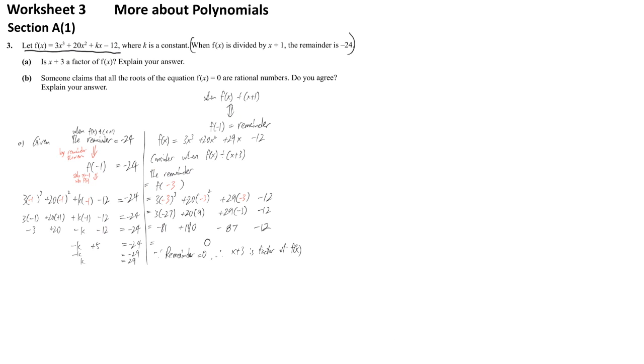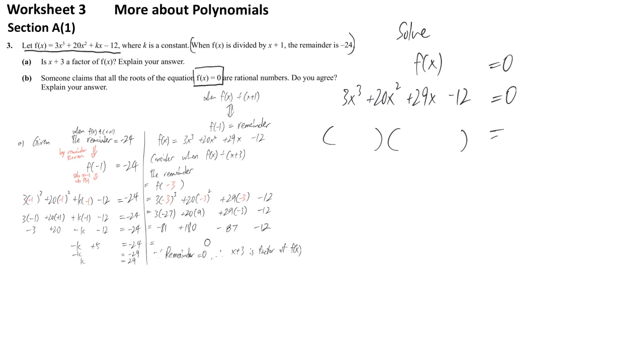In part B, again, they are asking us to solve the equation, and we should start from here. Solve f(x) equal to 0. That means 3x to the power 3 plus 20x squared plus 29x minus 12 equal to 0. And then how to solve it? To solve this kind of cubic polynomial, the only method is factorization. That means you try to change these four terms into something times something. Then we can use the zero product rule: this equal to 0 or this equal to 0.